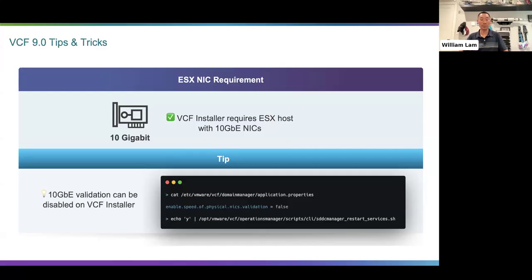You apply this particular configuration setting in the VCF installer, restart the service, and the pre-check will bypass. It will just say, hey, you don't have 10 gigabit, but we're not going to fail it as a hard error. Whereas in the 5.x days, it was a hard error unless you used the API, which isn't always easy to use, especially if you want to use the UI. So this is a nice little workaround. And that was for the VCF installer.